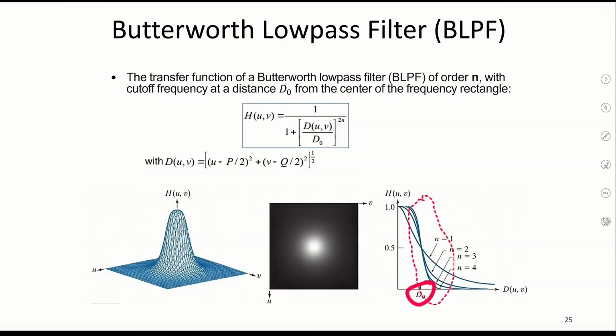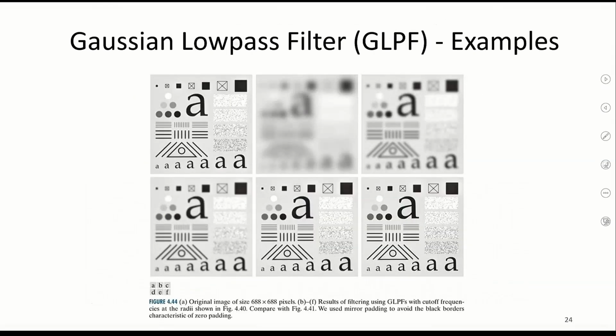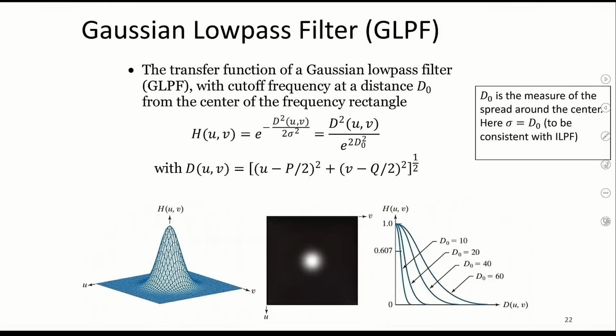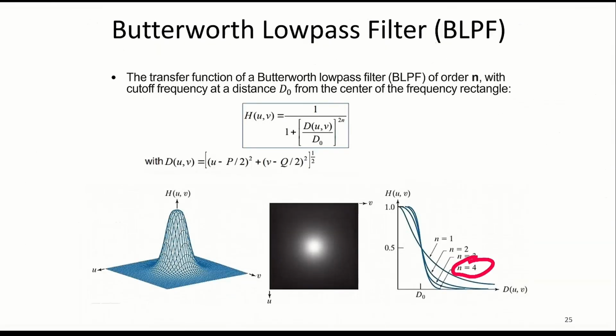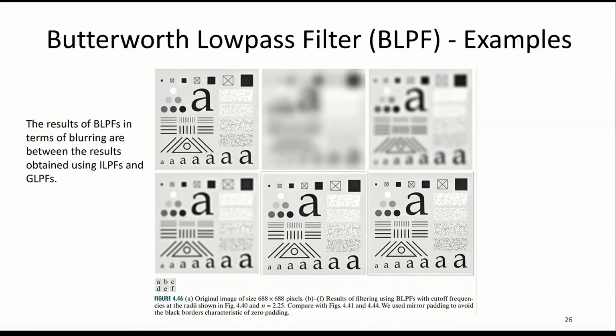Right? But here we have more control. For a fixed D naught, I can change the shape as I want. But with the Gaussian, for a fixed D naught, I cannot change the shape. So here I have more control. Plus, for larger values of n, this more closely resembles the ideal low pass filter with a sharp cutoff as compared to the Gaussian. So this is one of the advantages of the Butterworth filter. Okay, so I think that's it.